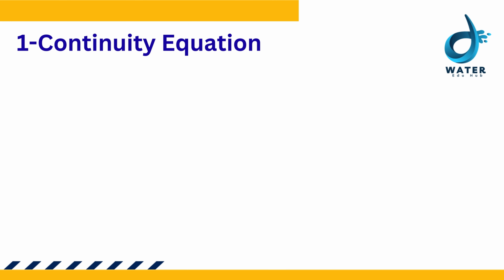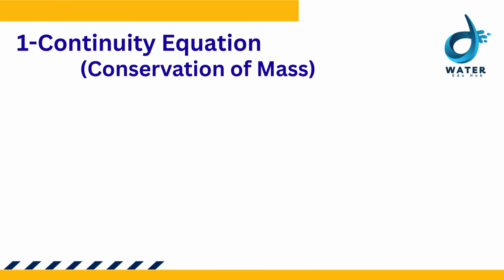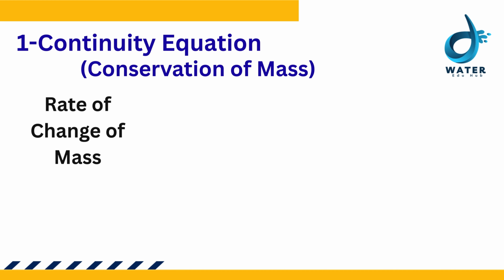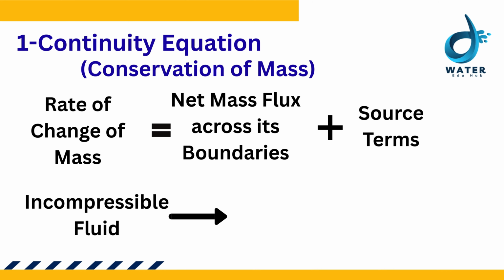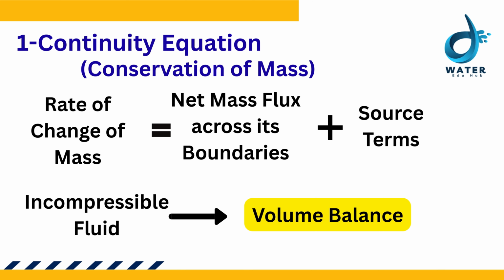The first component is the continuity or conservation of mass equation. The principle of mass conservation states that the rate of change of mass within a control volume must equal the net mass flux across its boundaries plus any source terms. For an incompressible fluid, this reduces to a volume balance. The differential form of the continuity equation is like this.